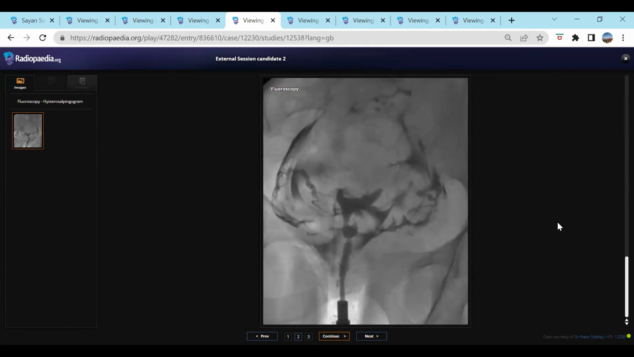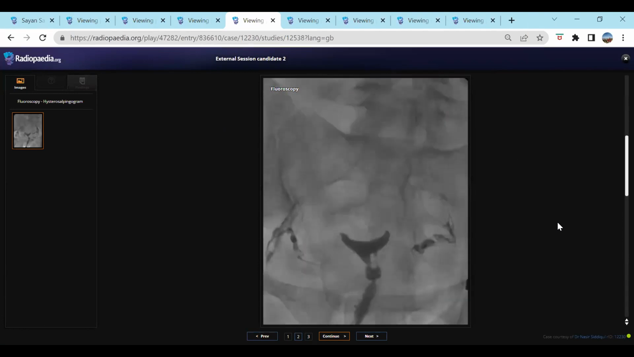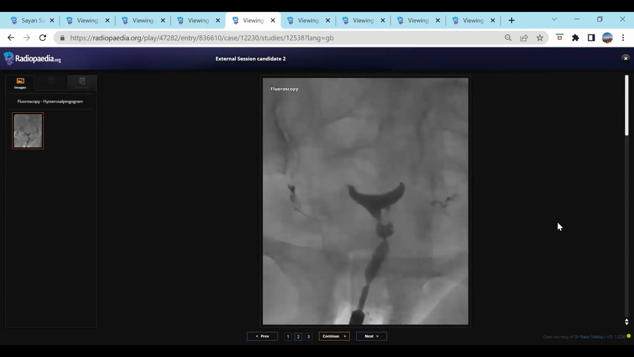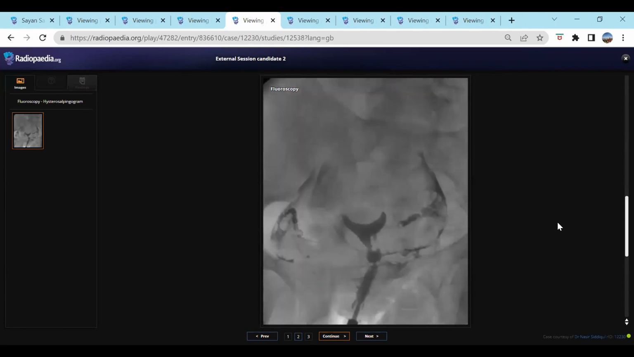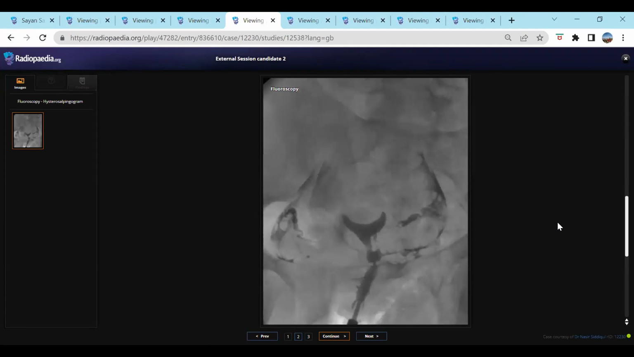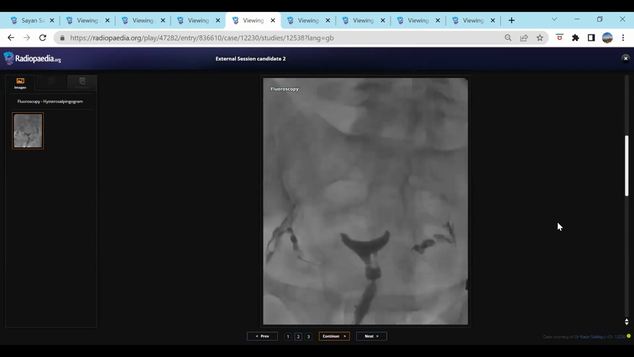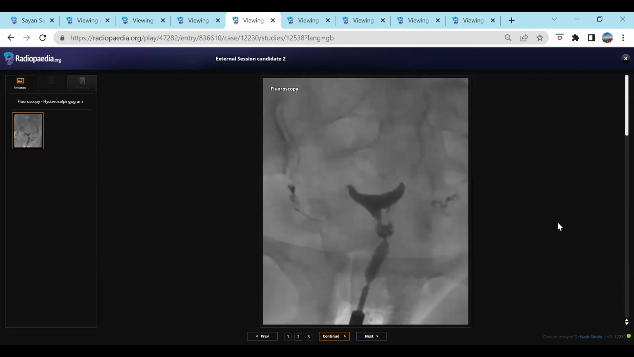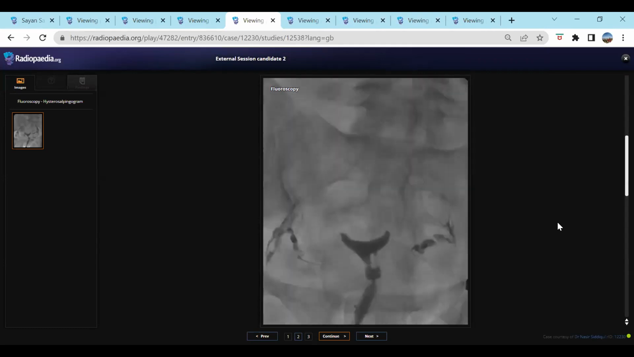Okay. The contrast is opacifying the uterine cavity as well as the bilateral fallopian tubes. The tubes seem to be patent, as evidenced by the presence of bilateral free spillage of contrast into the peritoneal cavity. However, the uterine cavity seems to be abnormal. There is a filling defect seen within the uterine cavity. The filling defect has a linear orientation. And I think there is a smaller filling defect inferior to that as well.